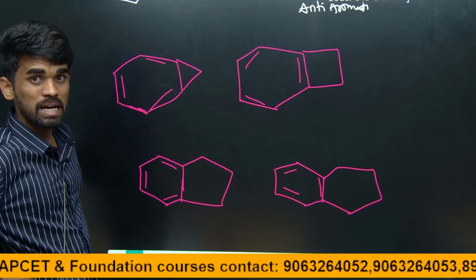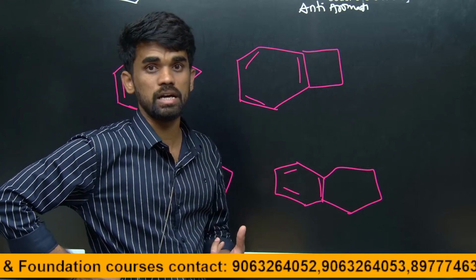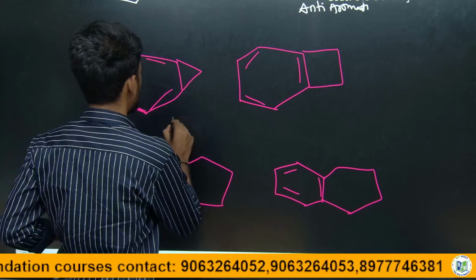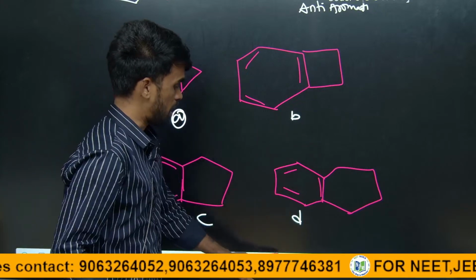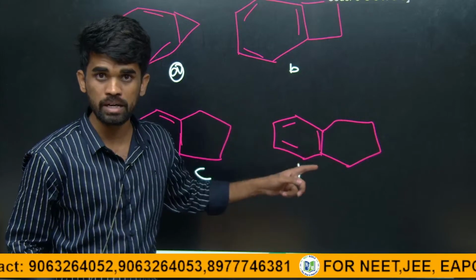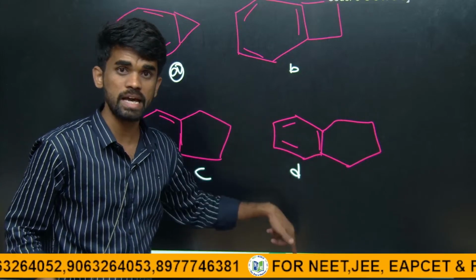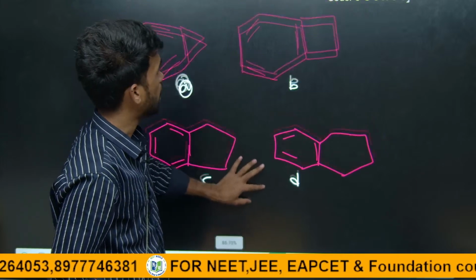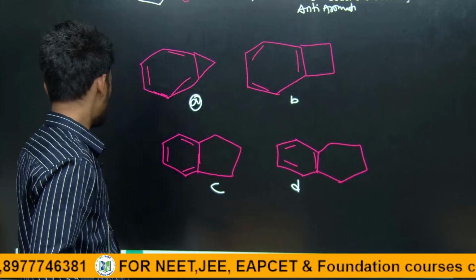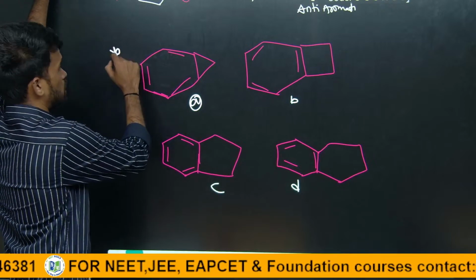So they may ask multiple selective questions also, like out of this A, B, C, D, they may give options: A, B are aromatic, B, C are aromatic, or A, B, C are aromatic, like that. They may make it multiple selective also. Okay. In this case, how can we answer? So this is also a different concept here you need to know.